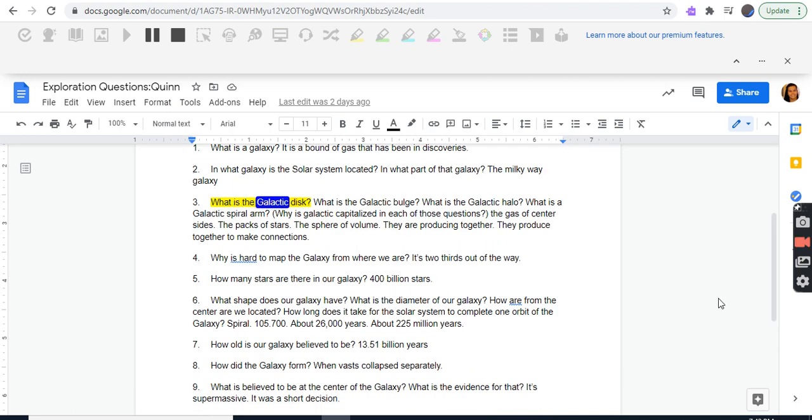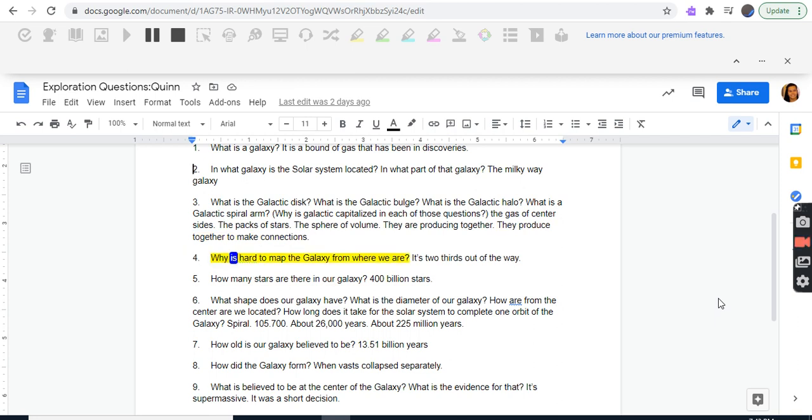3. What is the galactic disk? What is the galactic bulge? What is the galactic halo? What is a galactic spiral arm? Why is galactic capitalized in each of those questions? The gas of center sides. The packs of stars. The sphere of volume. They are producing together. They produce together to make connections.